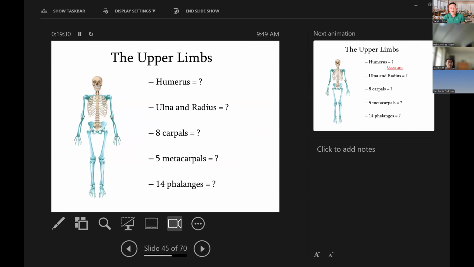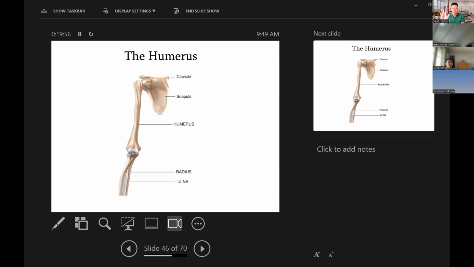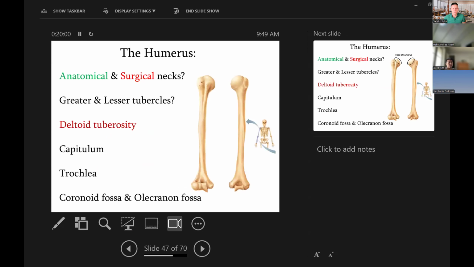Now let's take a look at the upper limb. And within the upper limb, we are going to find several bones. We're going to take a look at the humerus, which makes up the upper arm. We're going to take a look at the ulna and the radius that make up the forearm. And then we're going to take a look at the carpals, the metacarpals, and the phalanges, which make up our wrist and our hands. Now, let's see the humerus first.